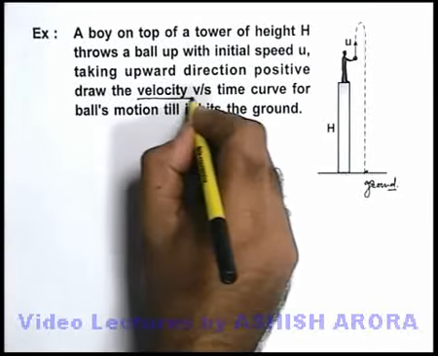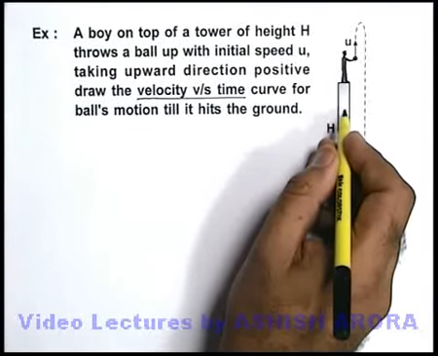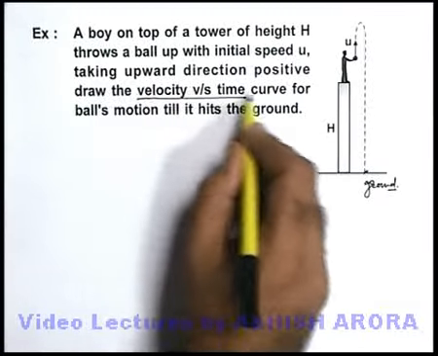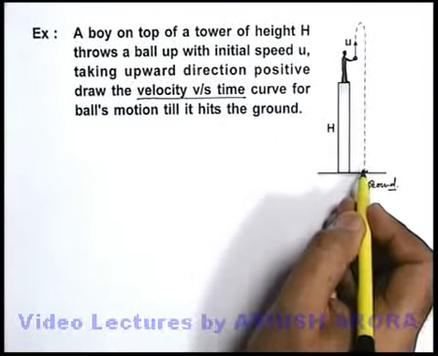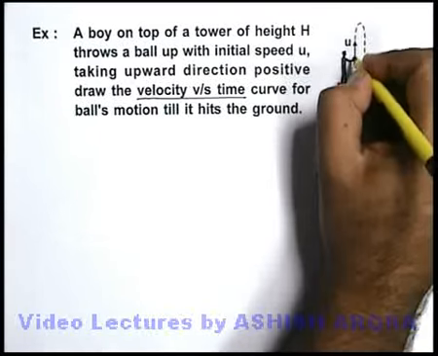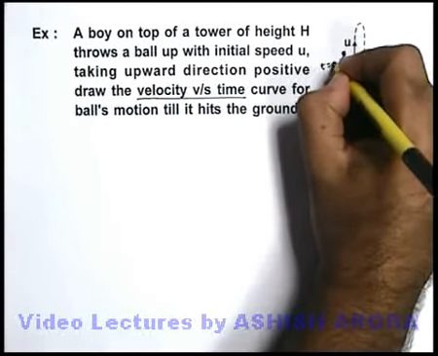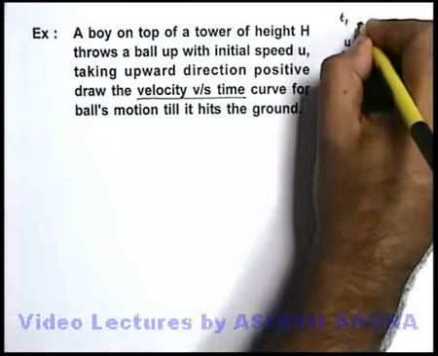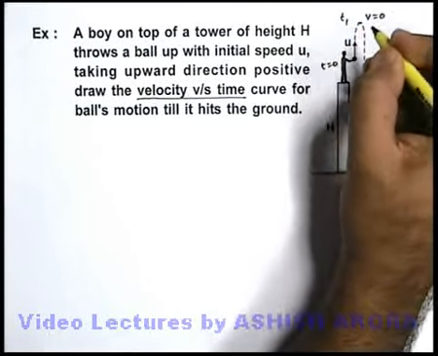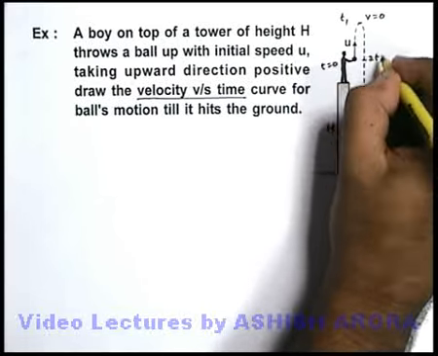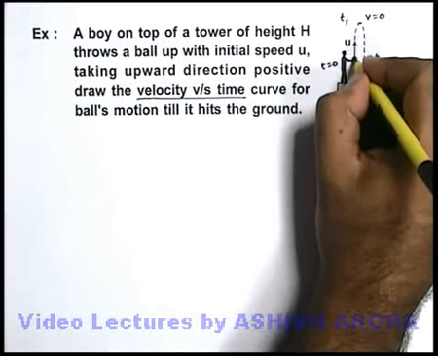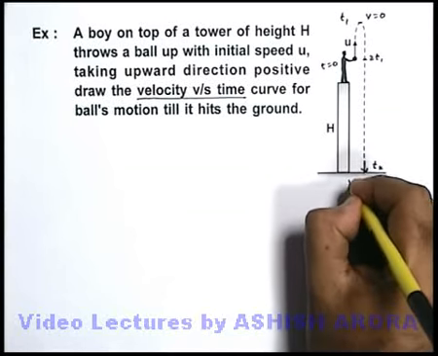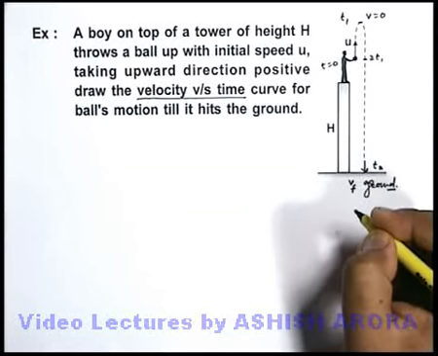In the previous section, we studied a similar example where we drew a displacement time curve. Here we are required to draw the velocity time curve for the ball's motion till it hits the ground. So say again we consider that at t equals 0 the ball was thrown. At time t1 it reaches maximum height where velocity becomes 0. At time 2t1 it will be back at the same level from which it was thrown, and say at time t2 it will finally hit the ground in the opposite direction with a velocity say vf.